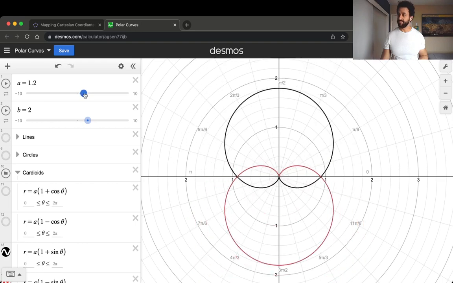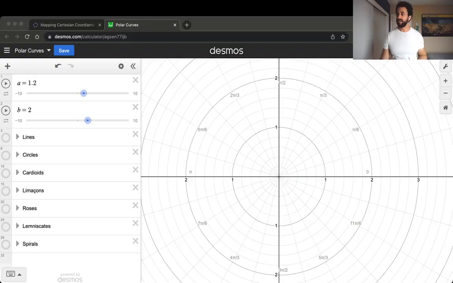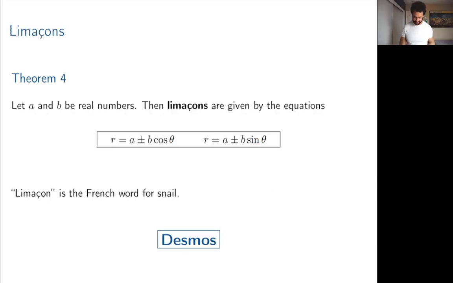Like so. All right, now let's see the next example. All right, so those are cardioids. Now let's talk about limaçons. Limaçons have a similar form to cardioids, except now we're allowing this coefficient to be different than A. And just so you know, limaçon is the French word for snail because these roughly resemble snails.